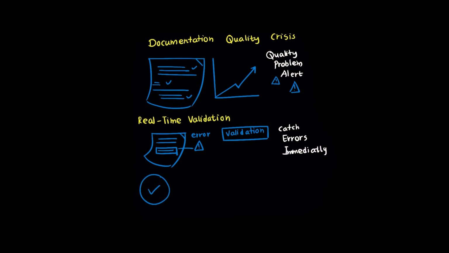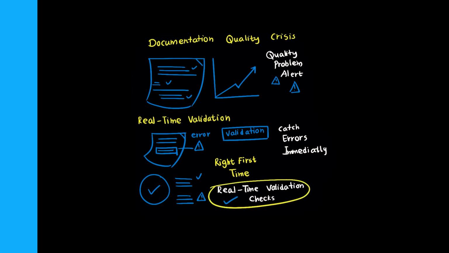It might notice that a prescribed dosage exceeds safe limits, or that documented symptoms don't match the diagnosis. The provider can fix issues instantly rather than creating amendments later. This isn't about restricting documentation, it's about helping providers get it right the first time. Prevention beats correction every time.